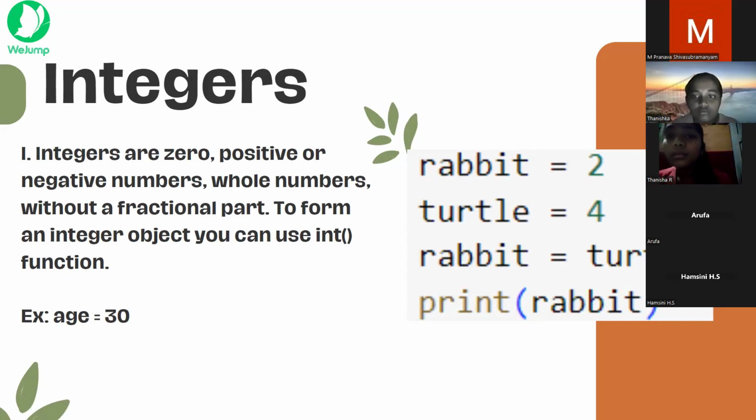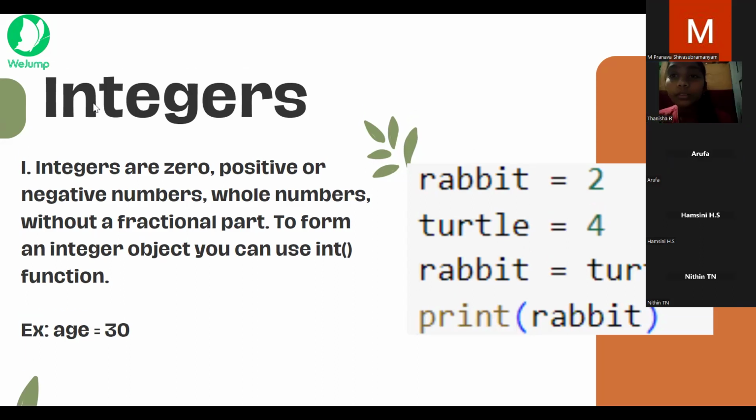In which function can you use decimal points? In which function? Can anyone say in which function you can use float, decimal points? Float. Yeah, right. Can anyone understand?